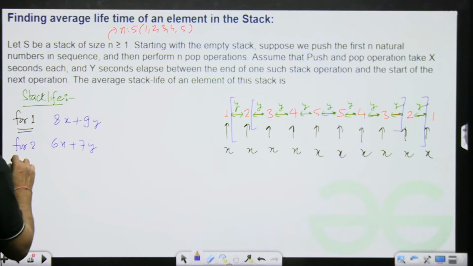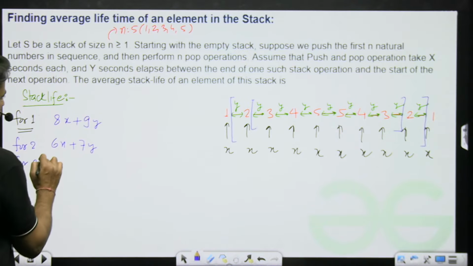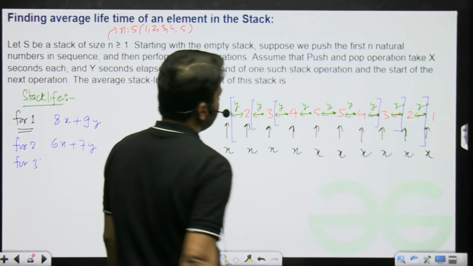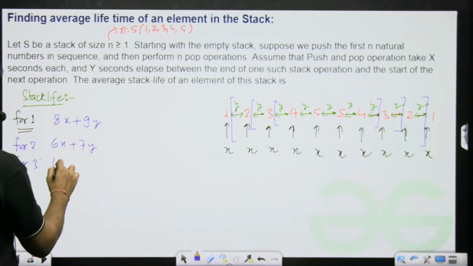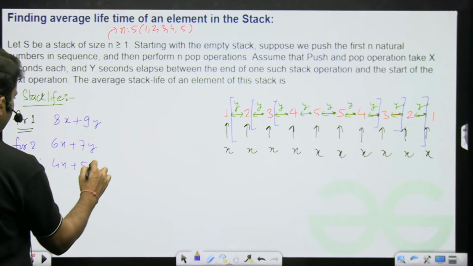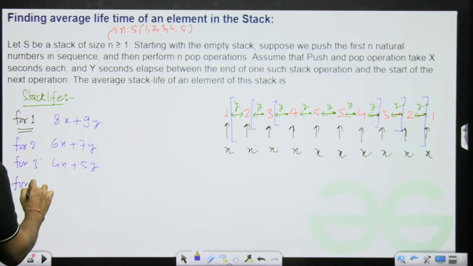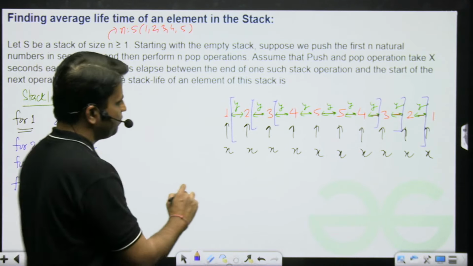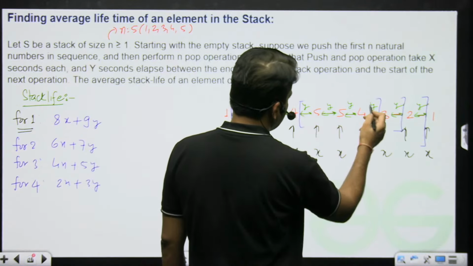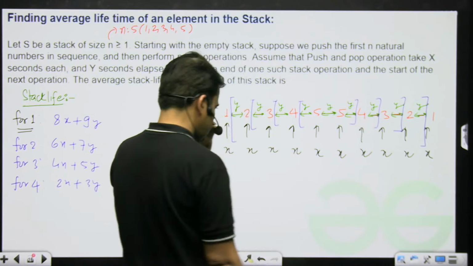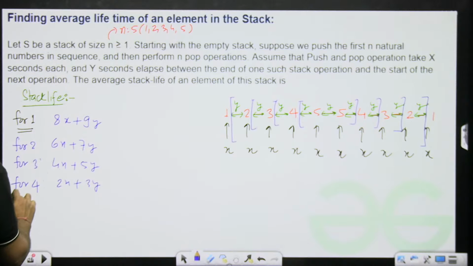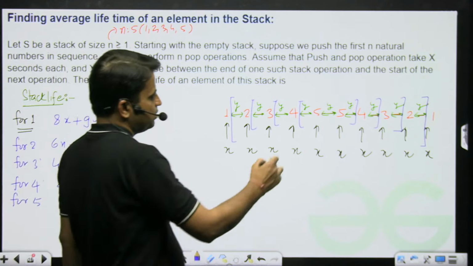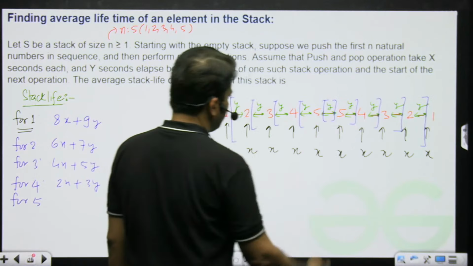Similarly for 3, count x and y, so it will be 4x plus 5y. Similarly for 4, so 2x plus 3y. For 4, this is the life of 4, 2x plus 3y. Okay. For 5, this is the life of 5.